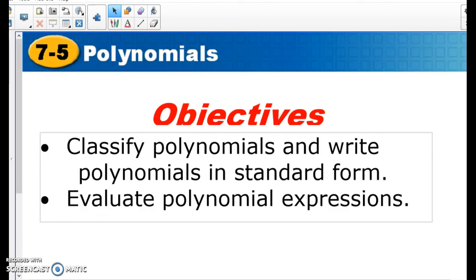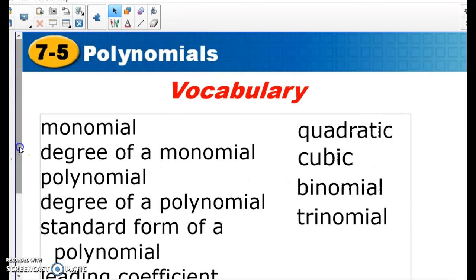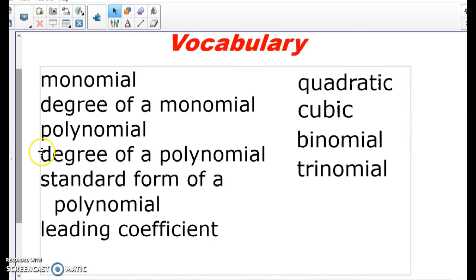Alright, this might be a difficult lesson just because of all the vocab. Once you know the vocab, it's not going to be that difficult. It's just going to be kind of like listing all the answers that it could be. So as long as you have your book or can remember these things, it should be okay. So like I said, these are the vocab words that we need to know.